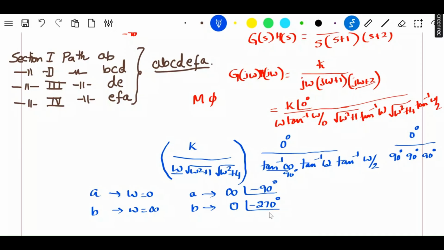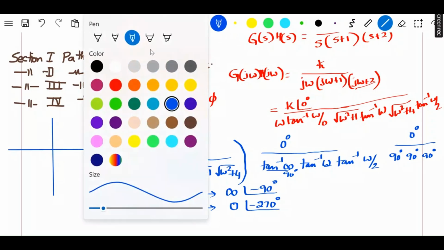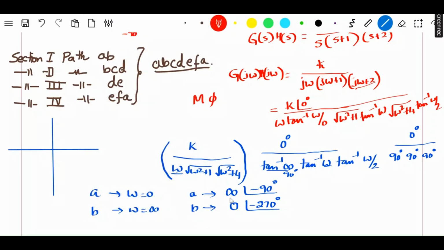Okay, so let us now draw this trace of A and B. Now A is infinite at an angle of minus 90 degree. So let us first understand these angles. Where is minus 90 and minus 270? If I go in the anti-clockwise direction, the angle is positive. This is 0 degree, if I go here it is 90 degree, here it is 180 degree, here it is 270 degree, and further, this side, it is 360 degree.